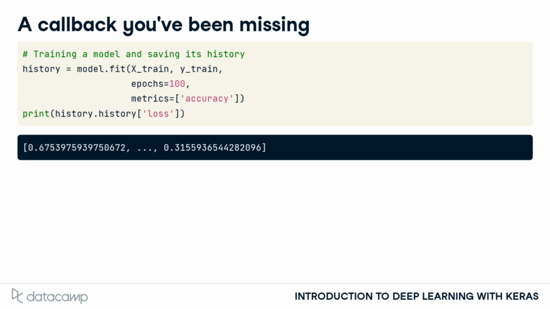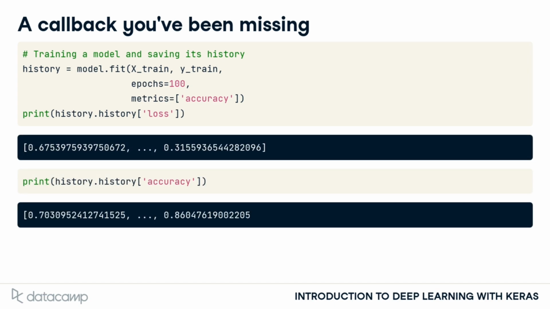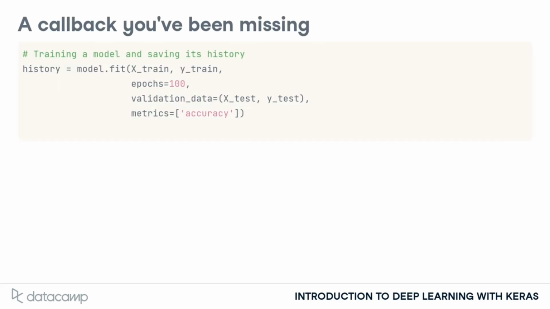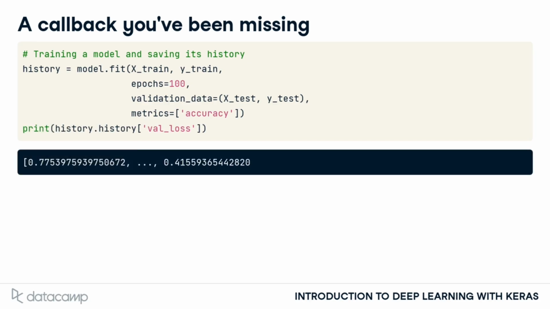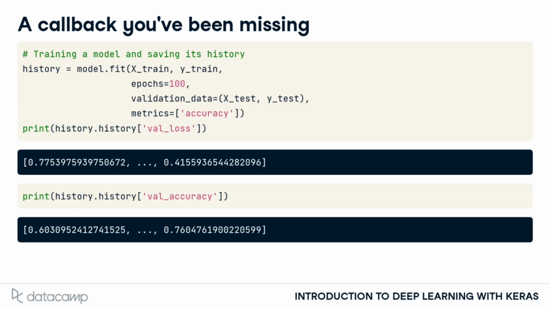Accessing the history attribute, which is a Python dictionary, we can check the saved metrics of the model during training as an array of numbers. To get the most out of the history object, we should use the validation data parameter in our fit method, passing xtest and ytest as a tuple. The validation split parameter can be used too, specifying a percentage of the training data that will be left out for testing purposes. That way, we not only have the training metrics, but also the validation metrics.